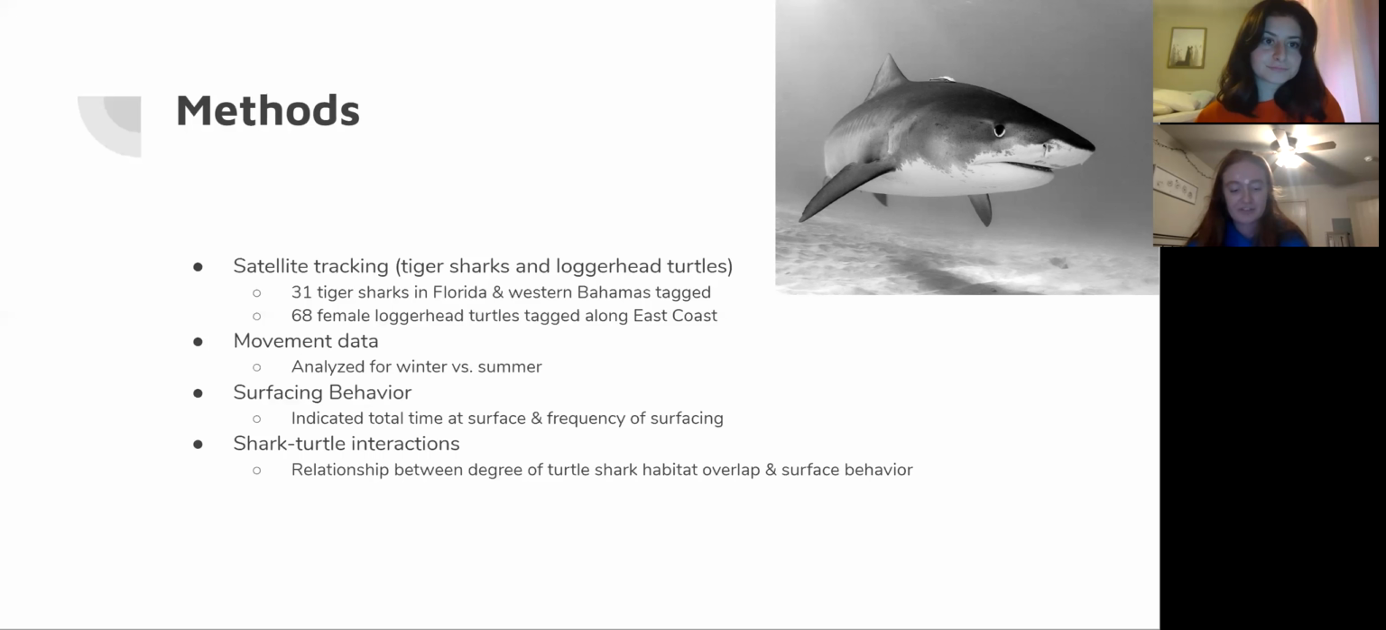For surface behavior, the tags only transmitted to receivers when they broke the water surface, which indicated the duration of time for animals at the surface and the frequency of surfacing, which allowed comparisons to be made for the total time at surface against transmissions received. And for shark-turtle interactions, GIS was used to determine if the position data point was in or out of 90% of the KDE turtle-shark overlap area, and this tested for differences in surfacing behavior in and out of home range overlap areas. And that's all for methods.